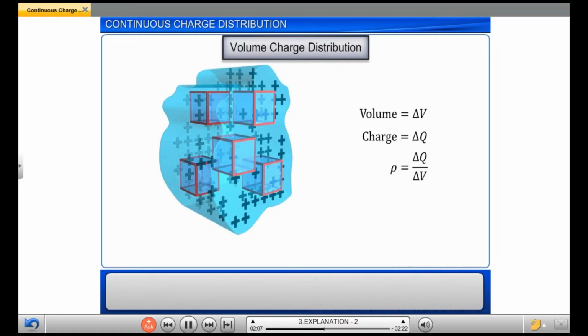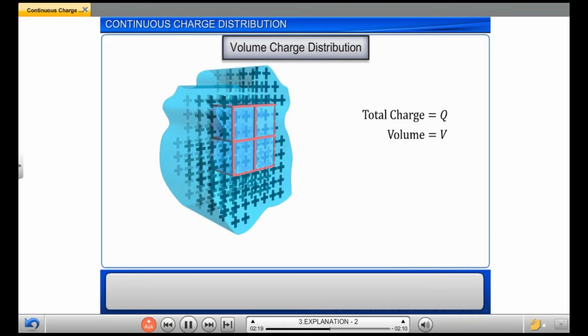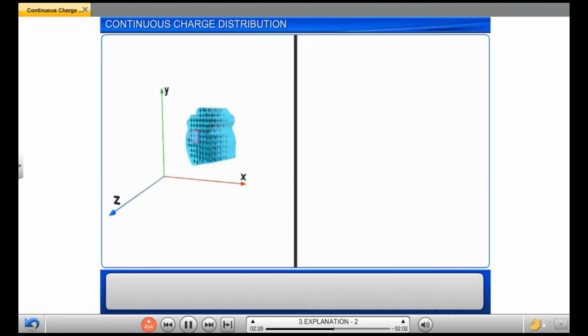If charges are not uniformly distributed, the charge density rho for an individual volume element is equal to delta Q by delta V. If the charges are uniformly distributed, the volume charge density of the conductor is expressed as rho is equal to Q by V. Now consider the small volume element delta V of charge distribution carrying a charge delta Q. We know that the charge density rho is equal to delta Q by delta V. Thus, charge on the volume element is then delta Q equal to rho delta V.